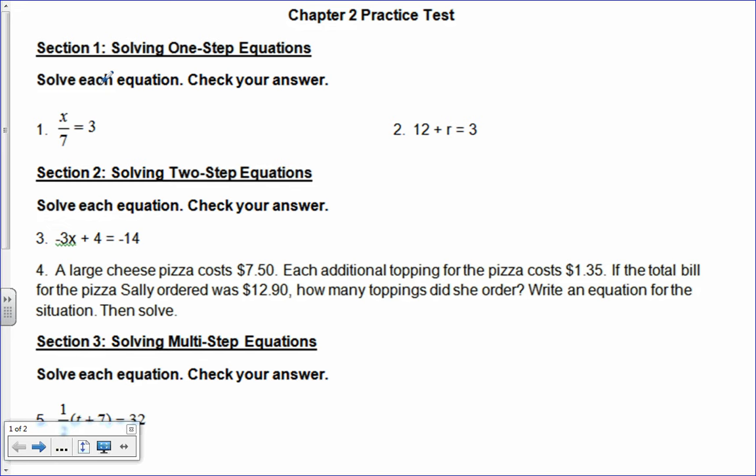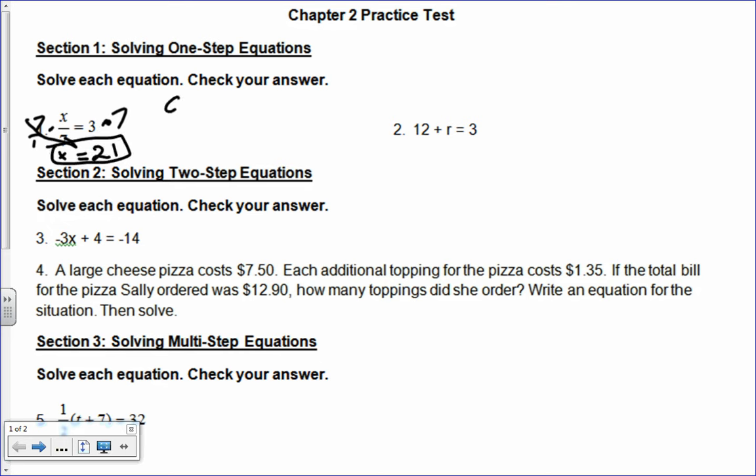Section 1 says to solve one-step equations, solve each equation and check your answer. So if you look at number 1, there's some division there. And to undo division, the inverse operation that you've learned for division would be multiplication. So I'm going to multiply both sides by 7 to undo that dividing by 7. Now since that's 7 over 1, that will cancel out with the other 7 underneath to leave x by itself. And then 3 times 7 is 21. So you get 21 for your answer.